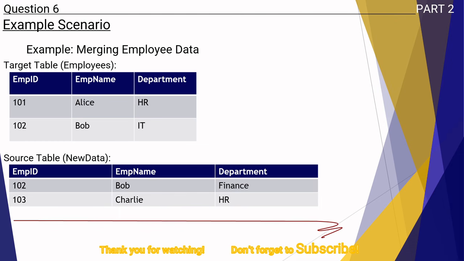Let us consider this example. We have a target table called employees and a source table called new data. The merge statement will help us synchronize the data between these two tables.